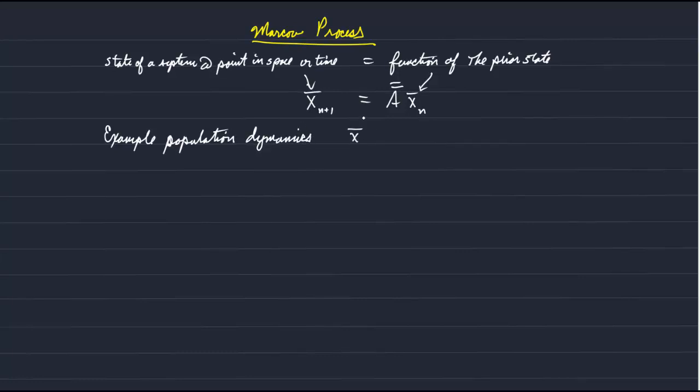So we have a population. We'll change our variable to variable P, n plus 1. We have a population at a certain time being controlled by the population, again P, at the previous time.